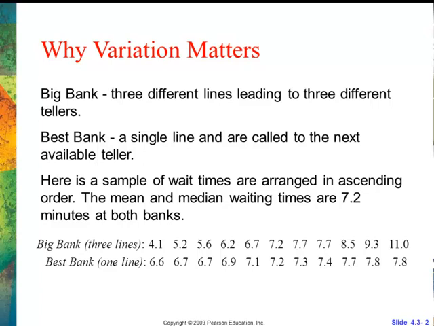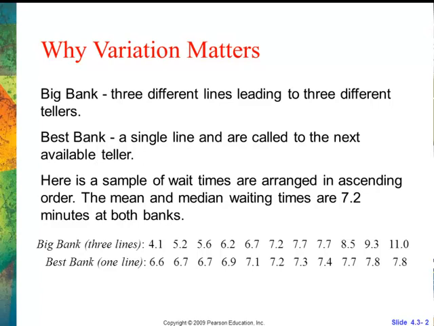Sometimes you'll look to the left or look to the right, and you'll see that some lines are going faster and some lines are going slower. Whereas at Best Bank, we have a single line and 3 tellers, and you go to the next one as they become available. People come and go, but if somebody is stuck at a slow teller, the other 2 tellers move faster and take care of the slack.